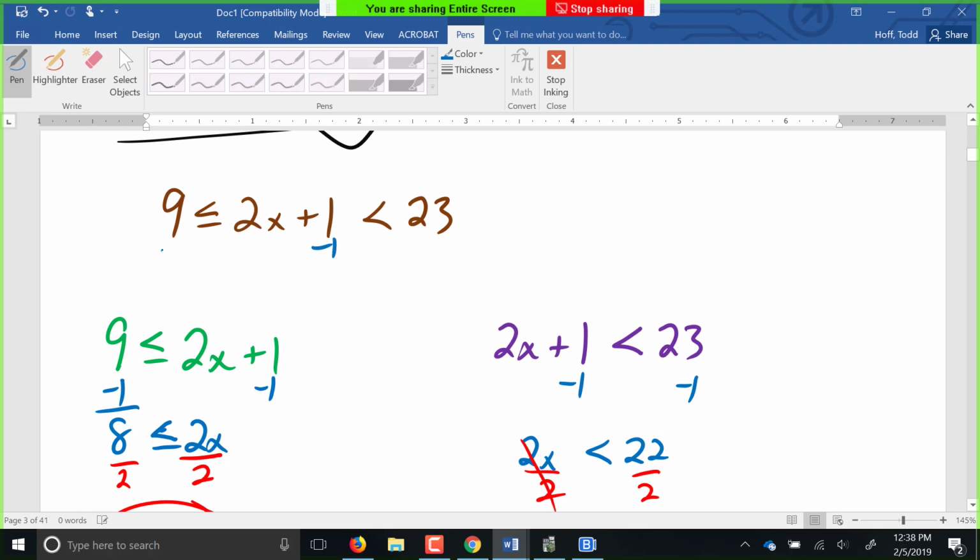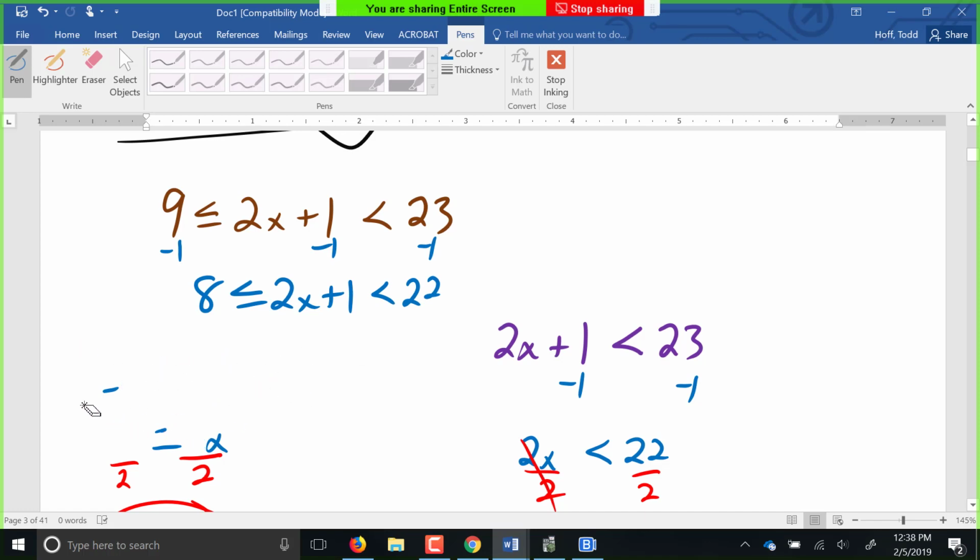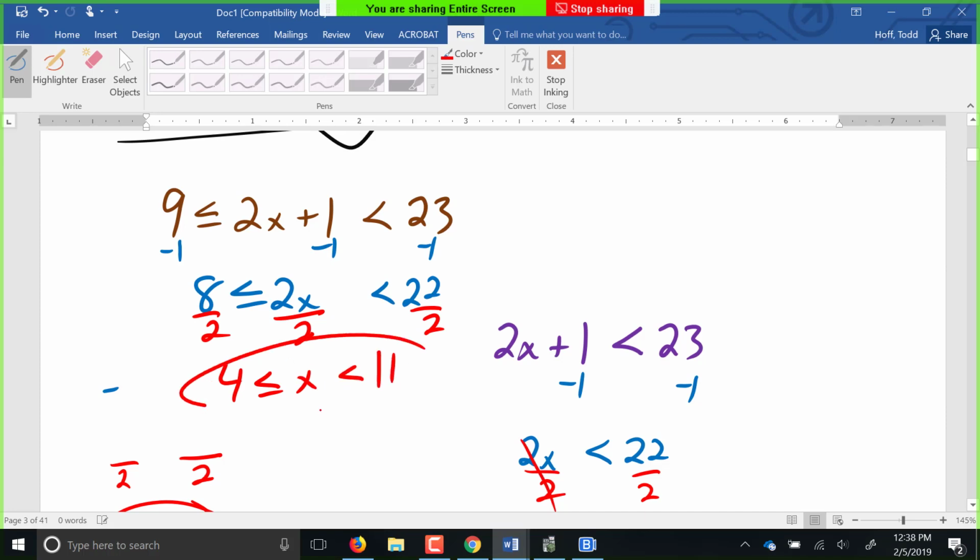I can subtract 1. I have to do it all the way across in all 3 spots, giving me that 8 is less than or equal to 2x plus 1 is less than 22. And then divide by the 2. Oops, the 1 plus 1's not there anymore. Then we divide by the 2 in every spot. So 4 is less than or equal to x is less than 11.